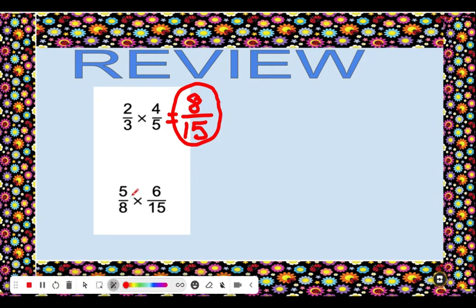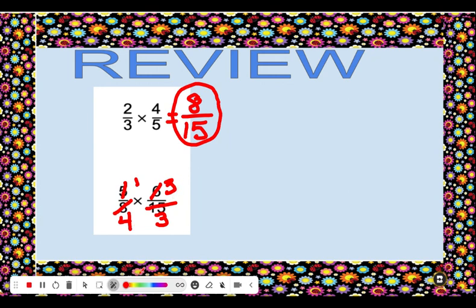The next one, look to see if we can cross simplify a numerator and a denominator. So yes, 5 can go into 15. So 5 divided by 5 is 1. 15 divided by 5 is 3. How about my 6 and my 8? I can divide 2 out of there. So 6 divided by 2 is 3. 8 divided by 2 is 4.